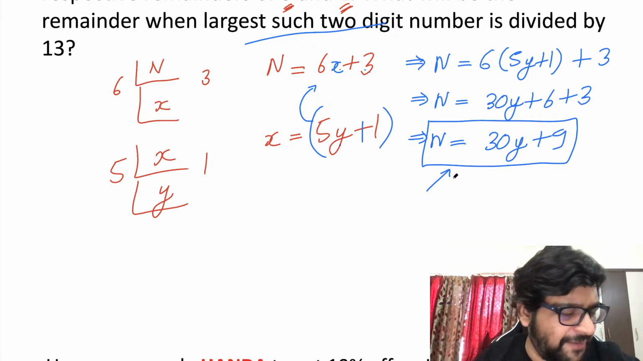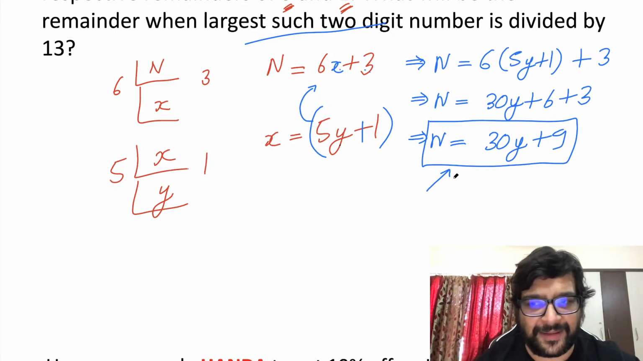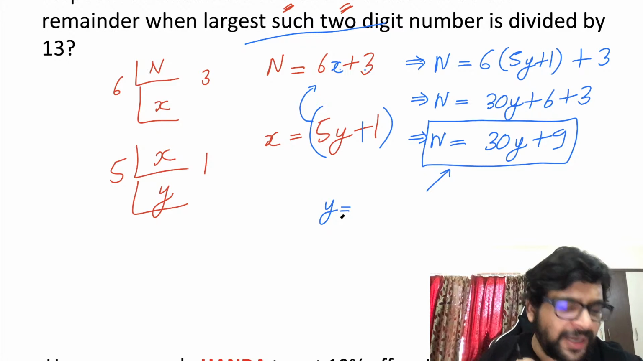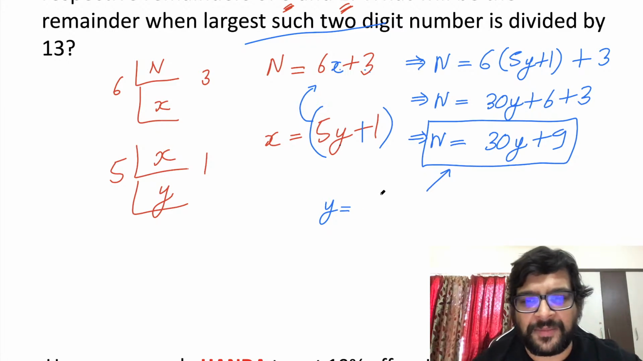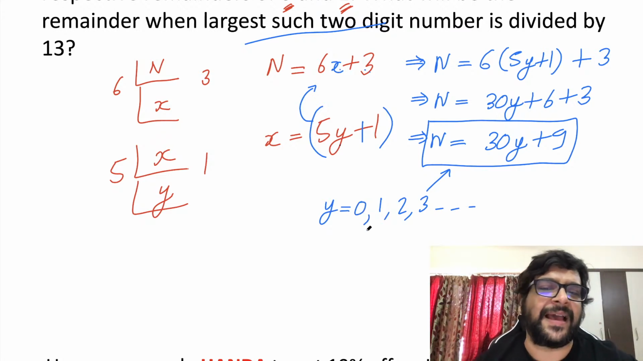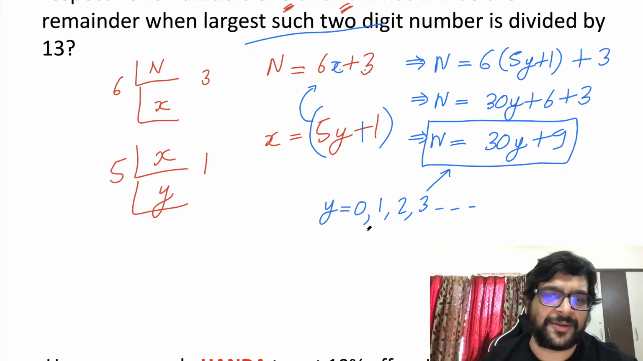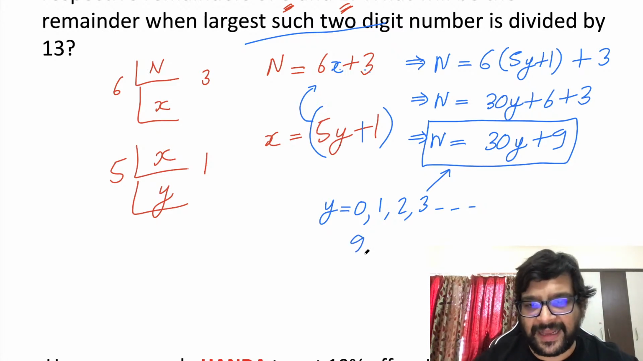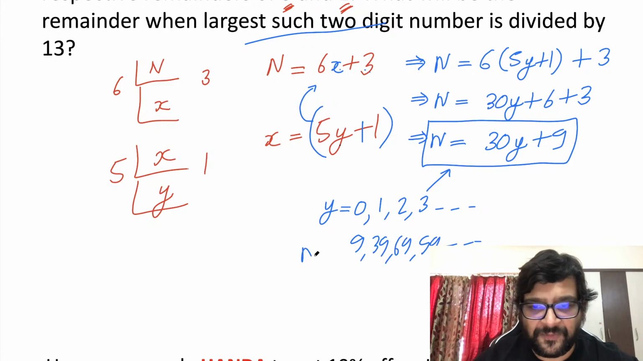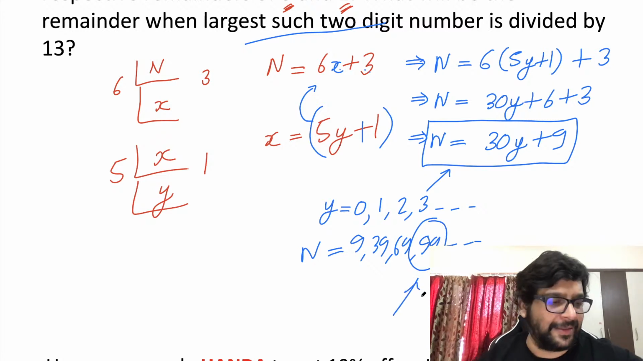So I got the generic form of n as 30y plus 9. Now you put various values of y. A common mistake that people make is that they start with y equal to 1, 2, 3 and so on. No, you should start with y as 0. If I start with y as 0, I get 9, 39, 69, 99 and so on. For n, the biggest two-digit value, 99 comes out as the answer.